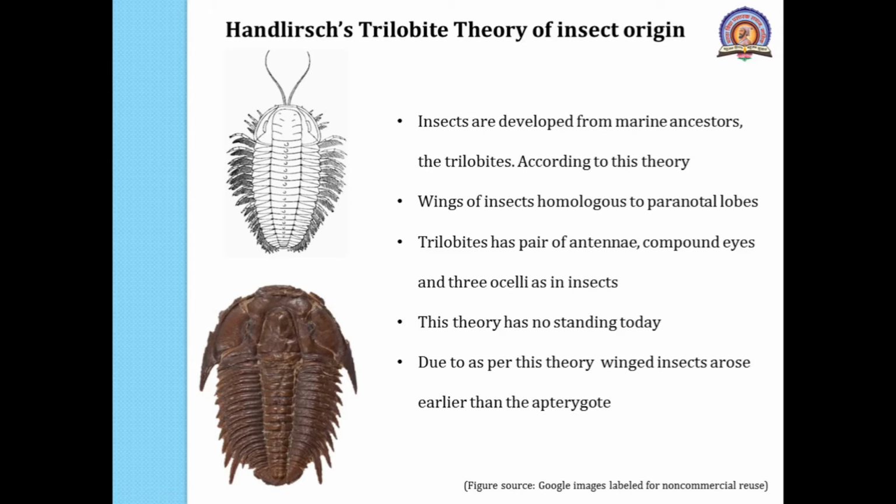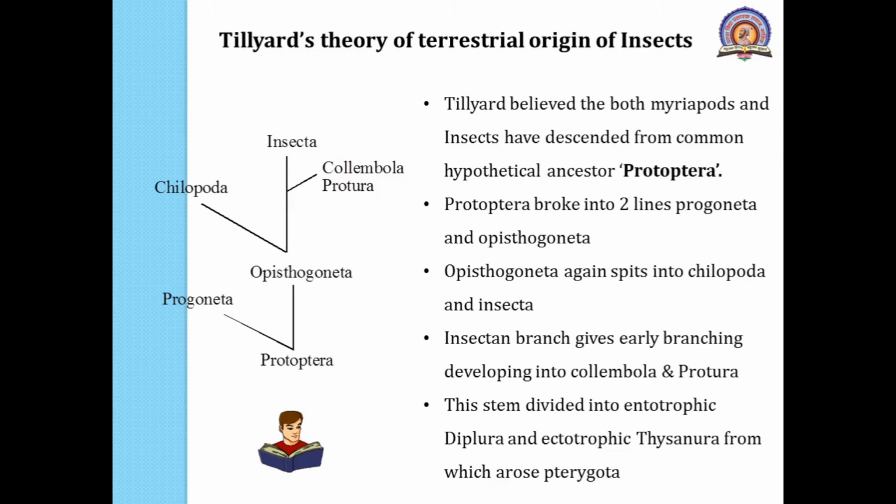Now other theories of the marine origin of insects were proposed by Hampson, who proposed their origin from a crustacean group known as the Syncarida, and by Crampton, who advocated that insects originated from the crustacean group referred to as the isopods. But again, all these theories have no standing nowadays.